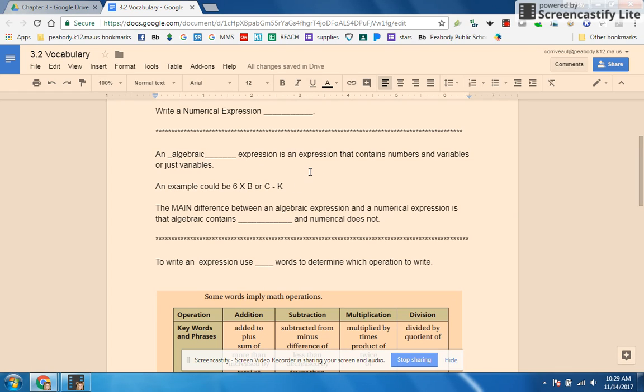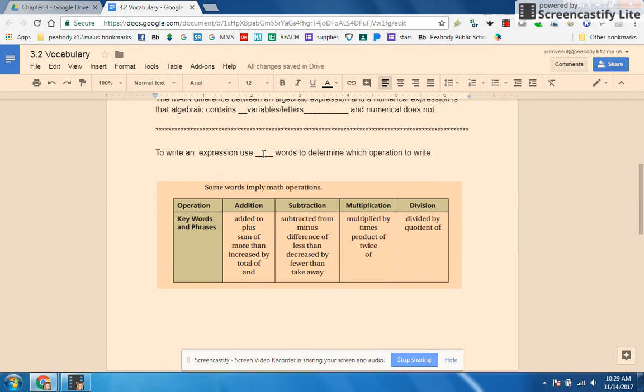The main difference between an algebraic expression and a numerical expression is that algebraic contains variables or letters, and numerical does not. So make sure that you write that down. So algebraic has letters or variables, numerical only has numbers. To write an expression, you use keywords to determine which operation to write. So we're going to take math problems written in words, we're going to find the keywords to figure out which operation they're talking about, and then we're going to write out the algebraic or the numerical expression. So there's a list here.